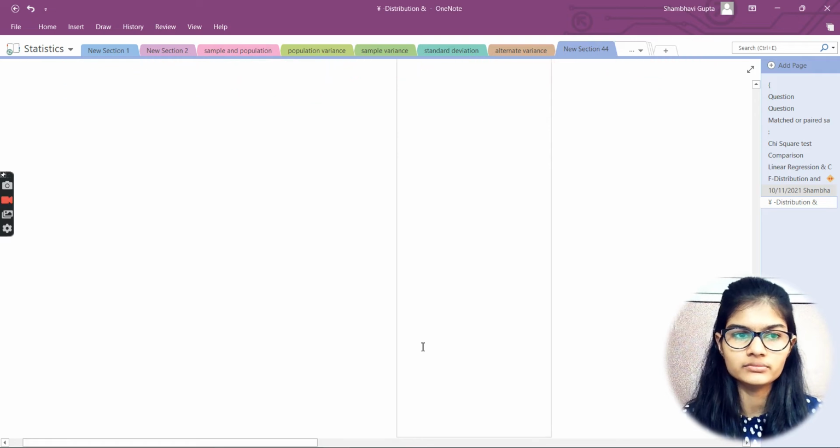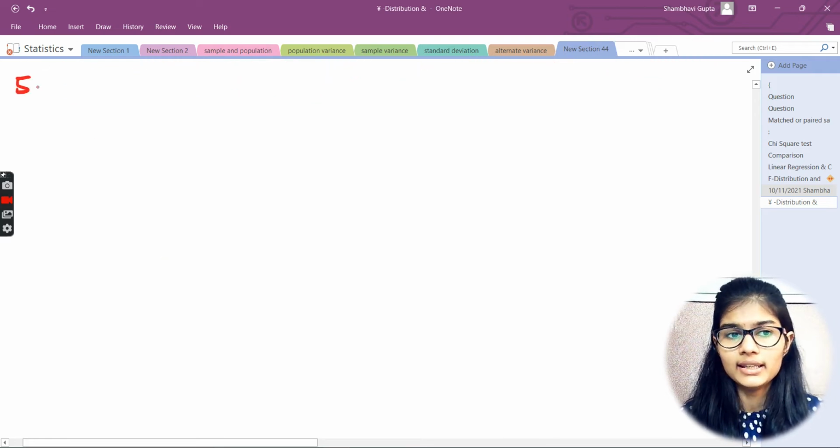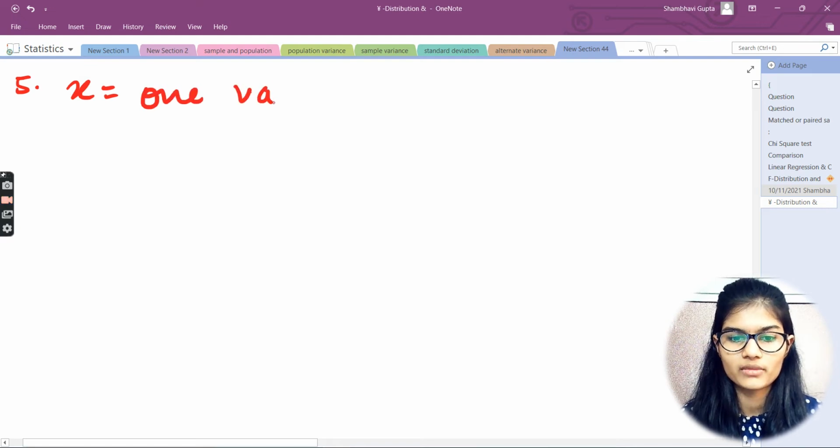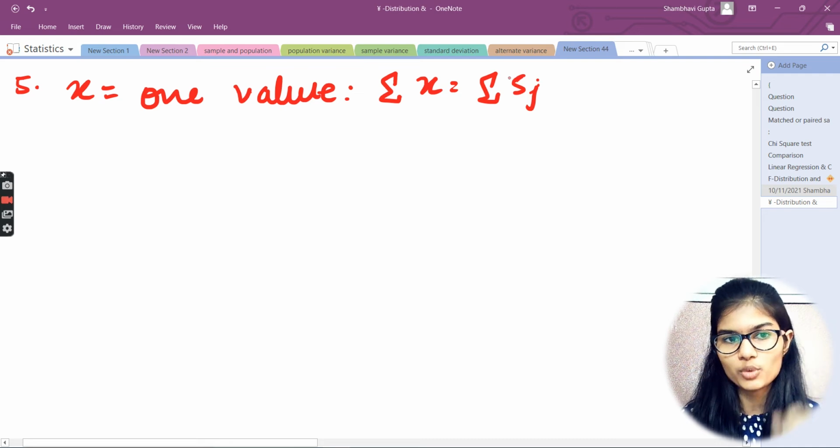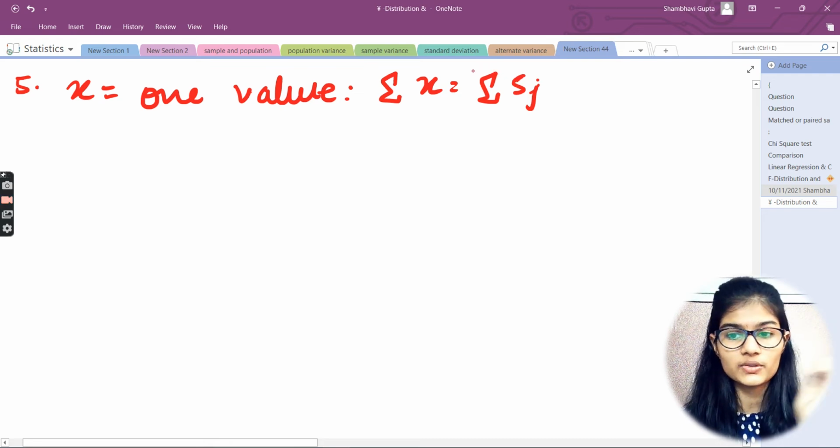Let's come down here. Next we have number 5, and that's the small x, that is equal to one value. Okay, one value, that is sigma x, that is equal to sigma s of j. Yes, this is what it is used for. So x is equal to one value, sigma x is equal to sigma s of j. Fine.